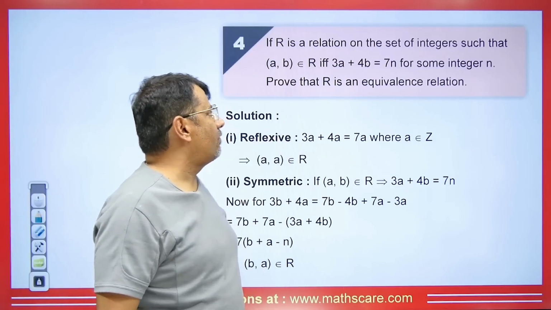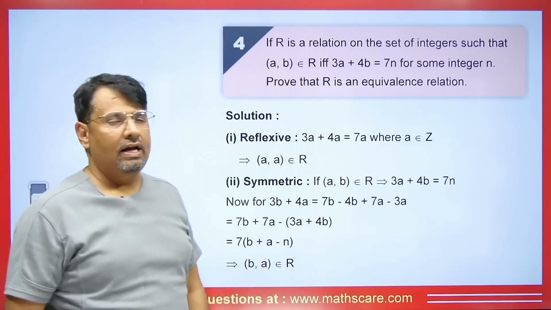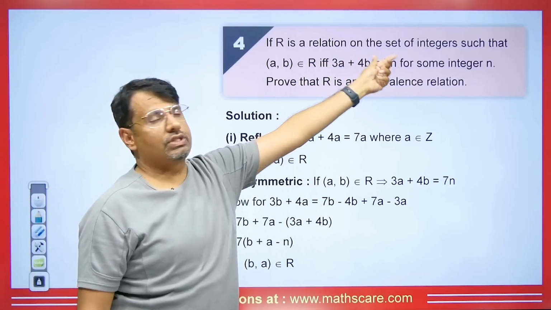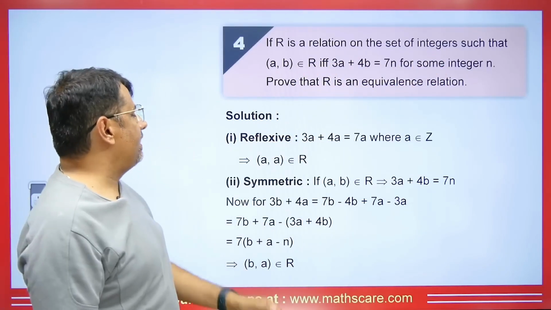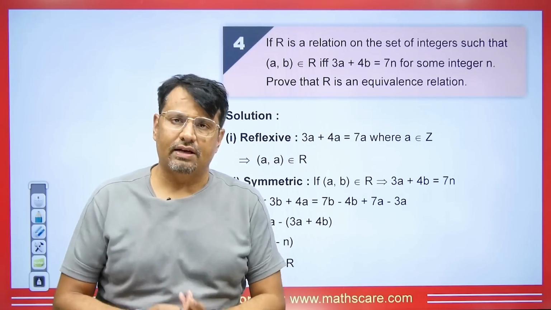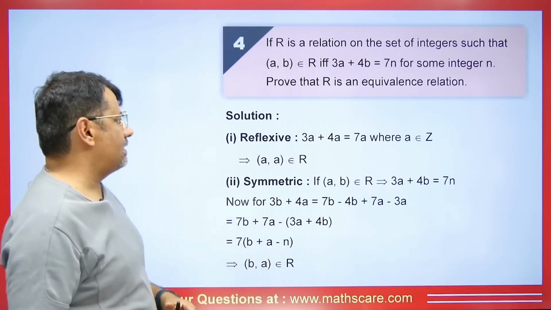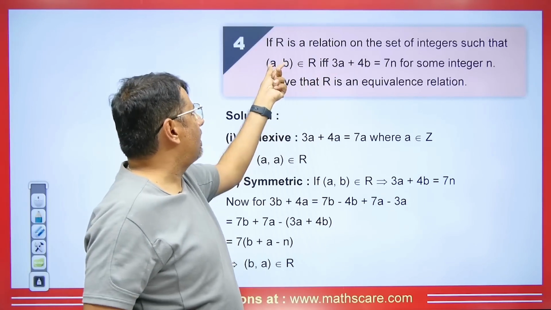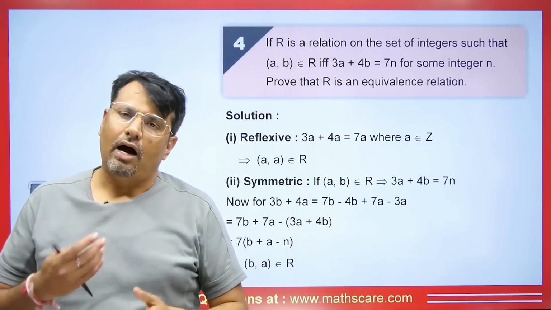If R is a relation on the set of integers such that AB belongs to R and 3A plus 4B equals 7n, when you add them, you get multiple of 7, where n is an integer, prove that R is an equivalence relation. So we need to prove that R is an equivalence relation. First, we'll take the reflexive. So we have A and B. We are going to show that A comma A goes to R.